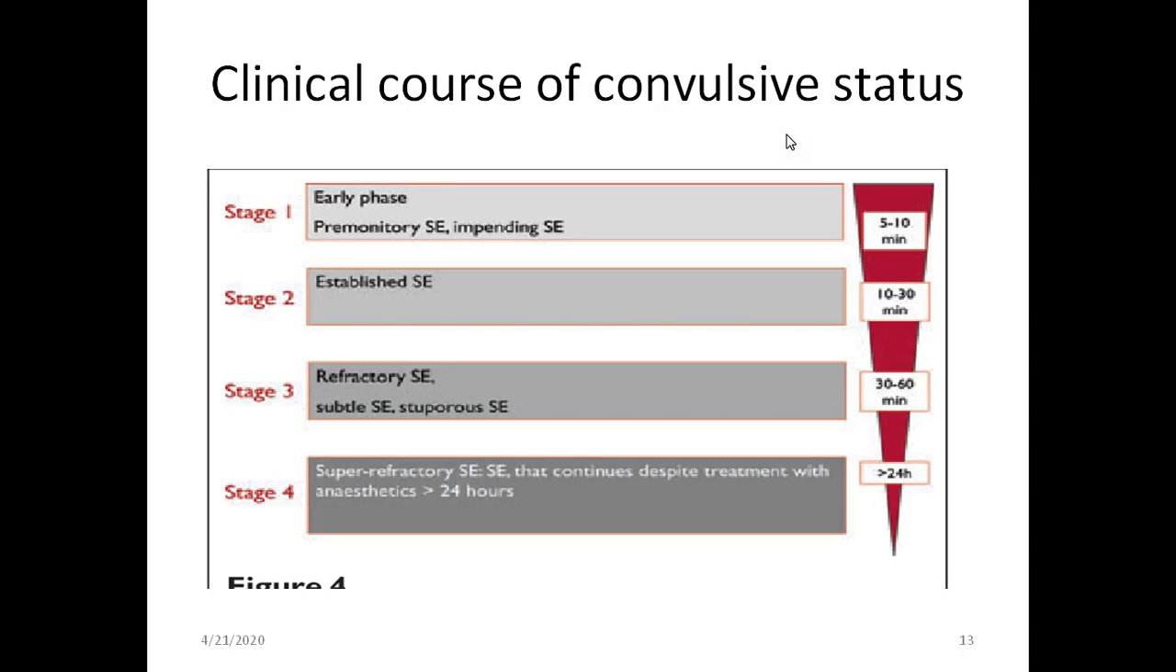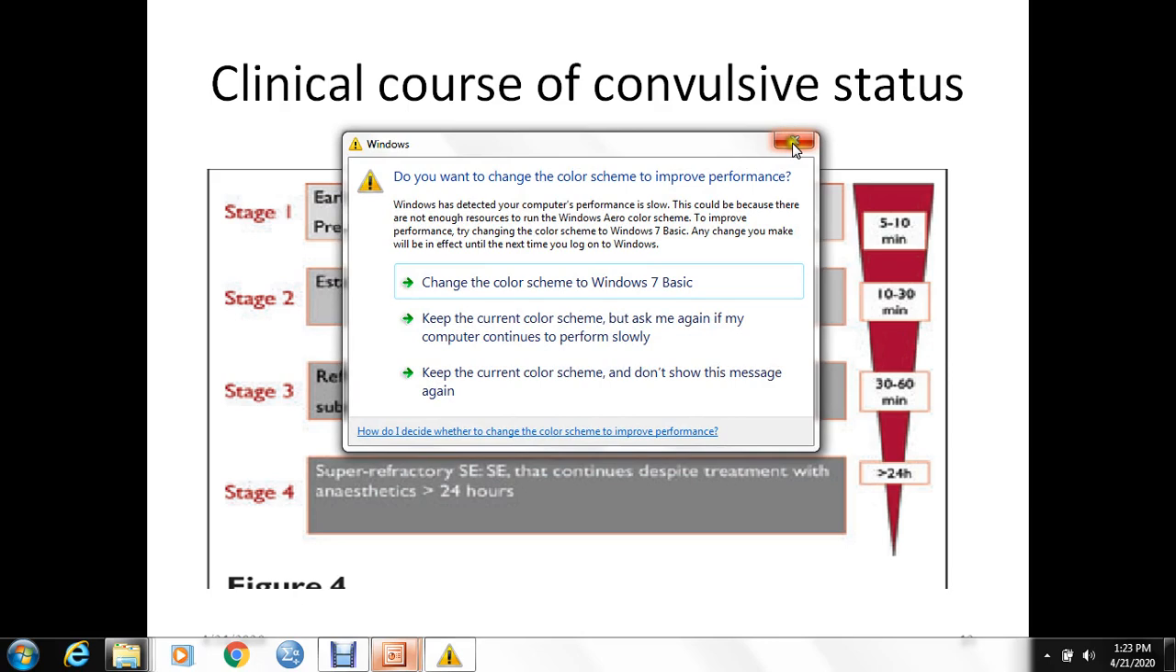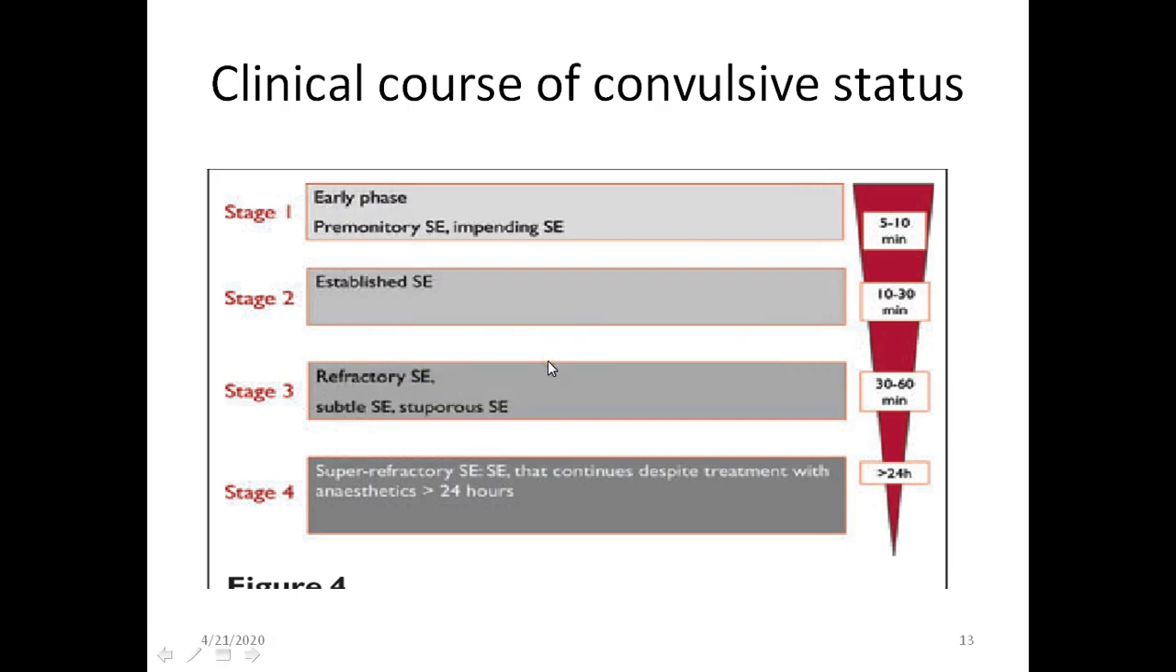Stage 3 is refractory status epilepticus, which is stuporous status epilepticus, and its time limit is beyond 30 minutes, 30 to 60 minutes. This is the reason the classification and definition of status epilepticus was revised, because in the earlier definition the time limit was 30 minutes, and it was found in surviving patients that a majority of them had long-term consequences, right? Because neuronal damage, neuronal death, or network functioning alteration has already occurred beyond that time. So stage 3 is refractory status epilepticus.